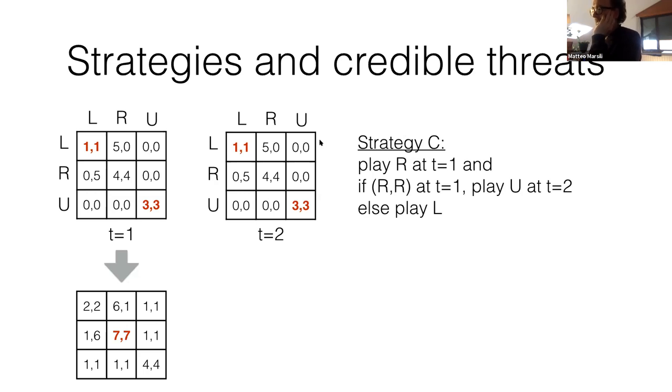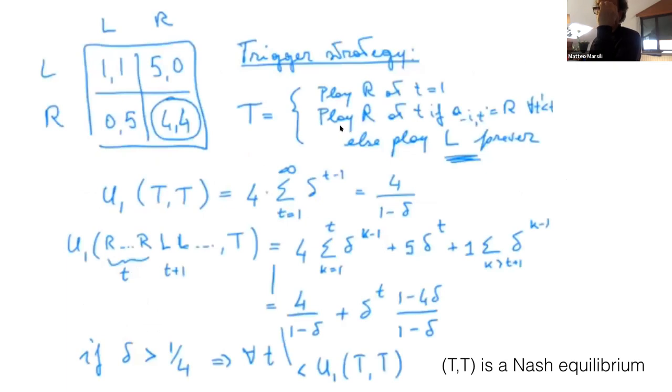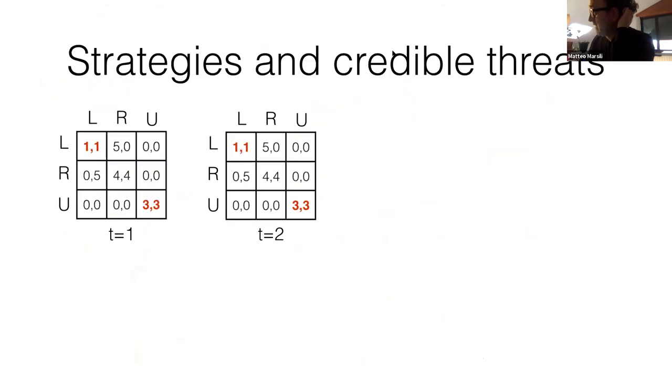So this idea of credible threats is essentially what also allows you to find similar Nash equilibria for infinitely repeated games. But let me ask first if there are questions on this.